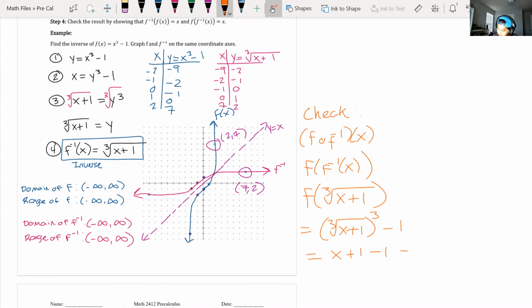There we go. Which means, yes, these are definite inverses of each other. I mean, we put the work in there, the graph proves it, but again, you can check graphically and you can also check algebraically.